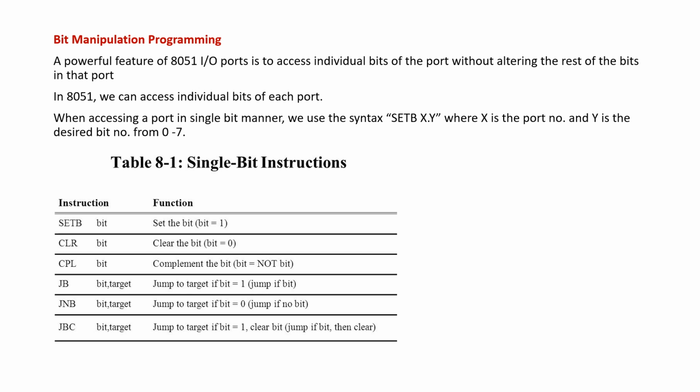JNB is jump if no bit set. If the value of the bit is 0, the program will jump to the target subroutine. Then another important instruction is JBC. If the value of the bit is 1, the program will jump to the target subroutine and it will clear the bit.